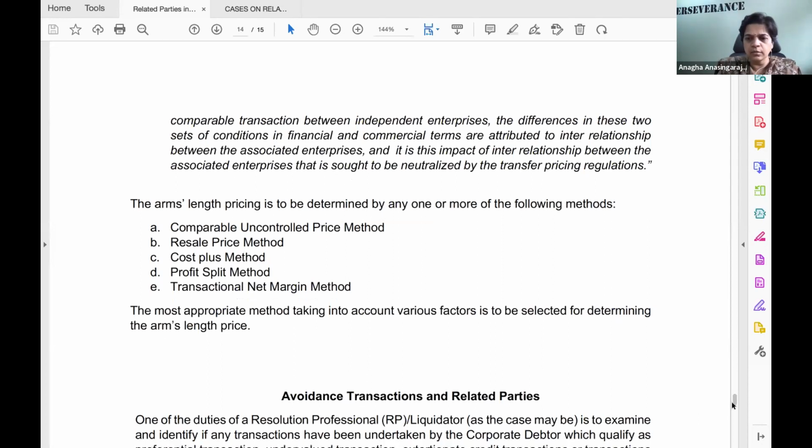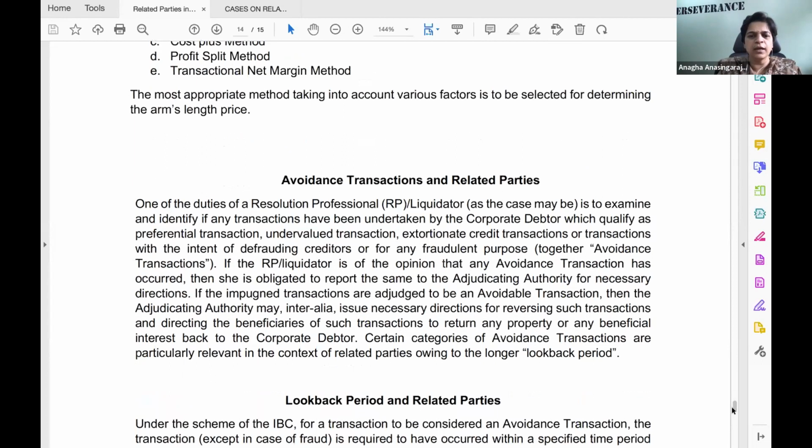Now, the application of these related party transactions or definitions in the IBC, especially as regards the avoidance transactions. What we understand is that one of the prime duties of RPs is to identify these PUFE transactions and see whether the CD has been subject to any of these transactions, so that we are able to take some remedial actions or try to bring back that money which may have flowed out of the company due to various reasons.